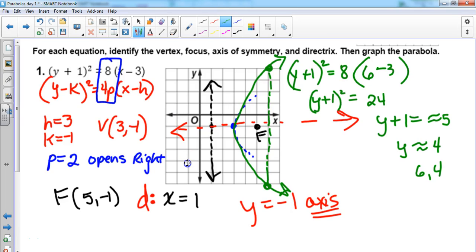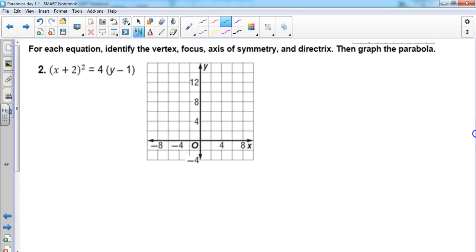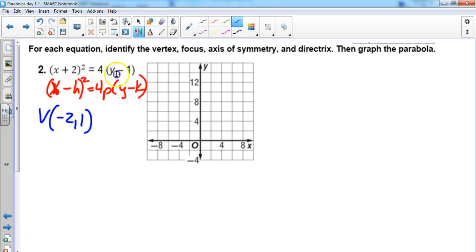All right, moving on. Anybody want to try this one? Not yet? Okay, what can you tell me? X minus what? What always goes with the x? X minus h squared equals 4p times y minus k. So who's got some info for me? Jacob, tell me something. Vertex is at -2, 1. Everybody okay? The opposites, okay? Other Jacob, what's the p-value? P is 1, okay?